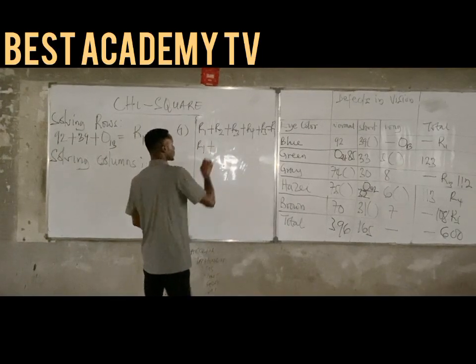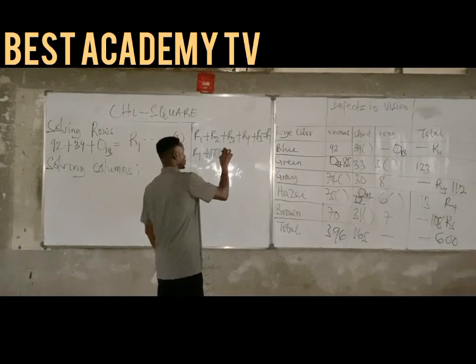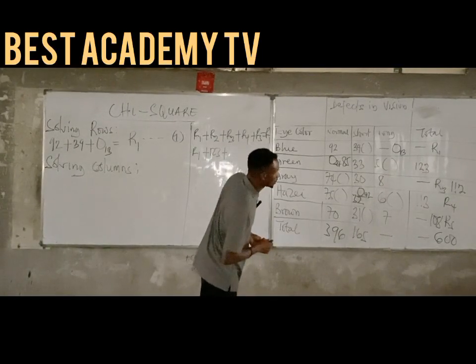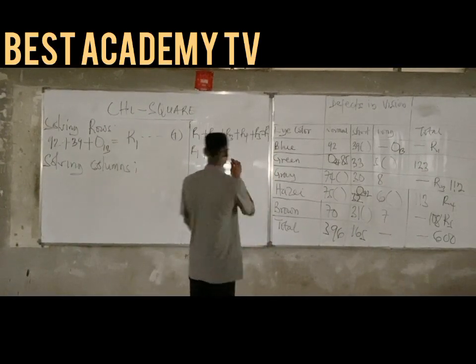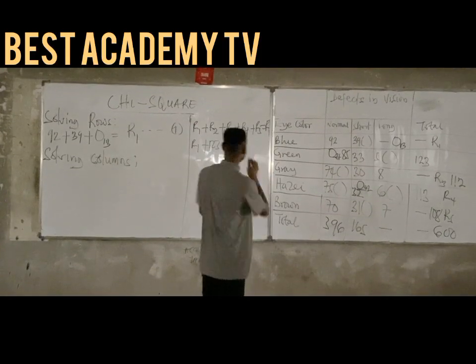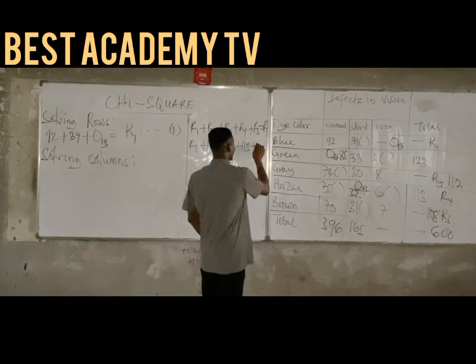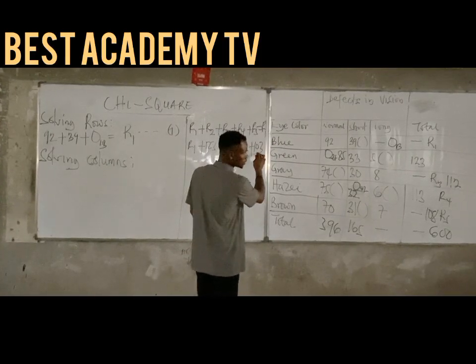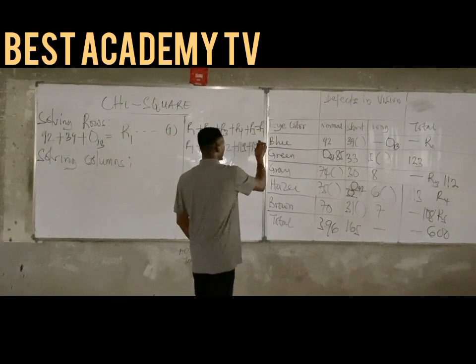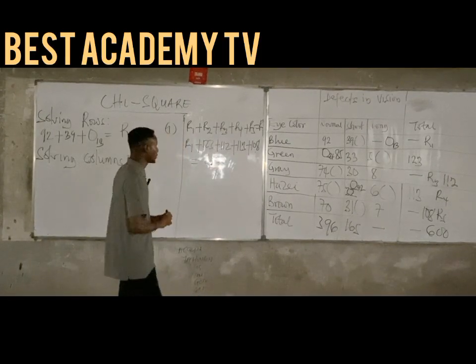So let's replace. Arrow 1 plus, what's my arrow 2, please, class? 123 plus, what's my arrow 3, please, class? Arrow 3 is what, class? 112 plus, what's my arrow 4, please, class? 113 plus, what's my arrow 5, please, class? 108, right? Is equal to the total, which is what, class? 600, right? Okay. Now punch your calculator.